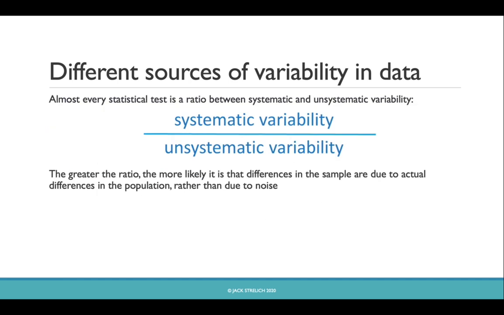And in fact, almost every statistical test is conceptually a ratio between systematic and unsystematic variability, as shown here. The greater this ratio is, the more likely it is that the differences we observe in the sample are due to actual differences in the population, rather than just noise or random chance. So, how great does this ratio need to be in order for us to conclude that the differences are real? We'll address that question in our next video.